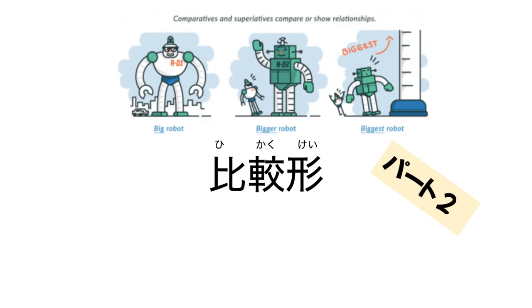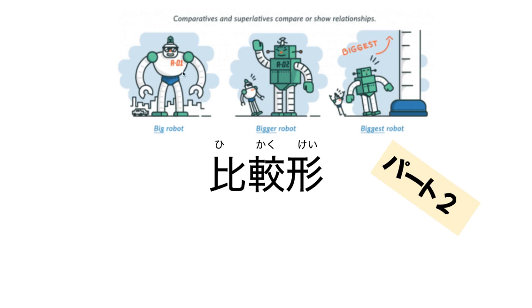こんにちは。Today I am starting part 2 of 比較形 comparison sentence patterns. So just as I explained to you about the difference between 英語 and 日本語, in English the adjective changes as you try to describe the difference between there's a big robot and there's a bigger robot, and there is a biggest robot. So big, bigger, biggest.